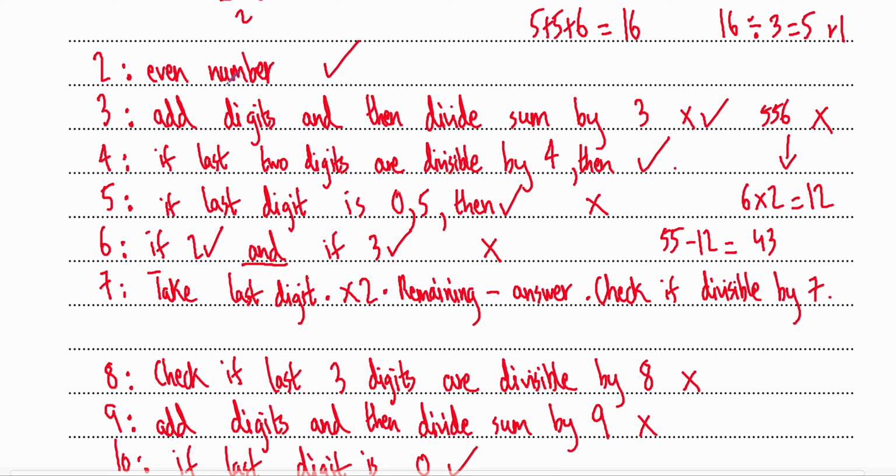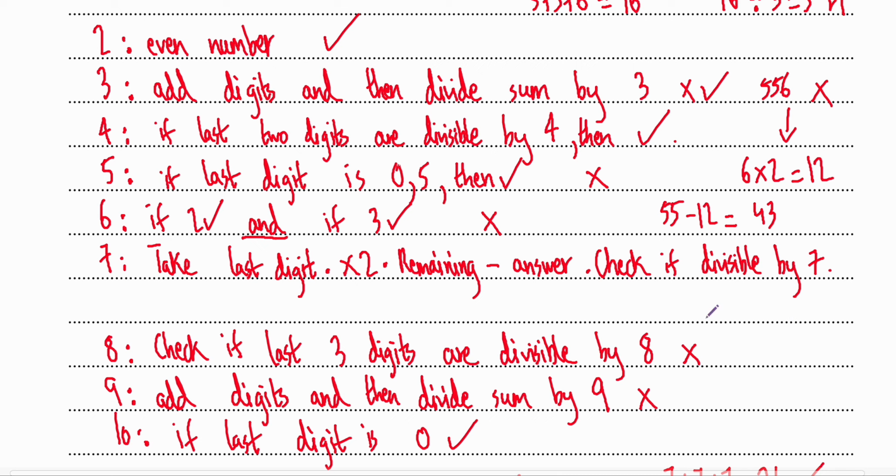So yeah, for 2, it's an even number. For 3, you add the digits and then divide the sum by 3. For 4, if the last 2 digits are divisible by 4, then it works. For 5, if the last digit is either 0 or 5, then it works. For 6, if it's divisible by 2 and 3, then it will work. For 7, you take the last digit, you multiply it by 2, and then you subtract the answer from the remaining digits and check if that's divisible by 7. If that works, then the whole thing works.